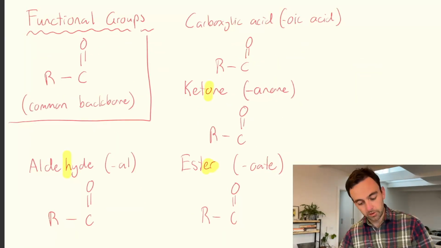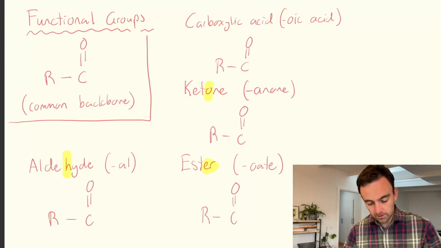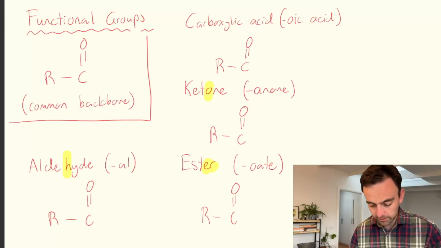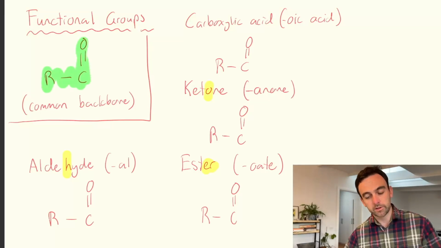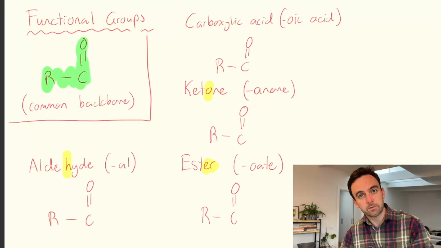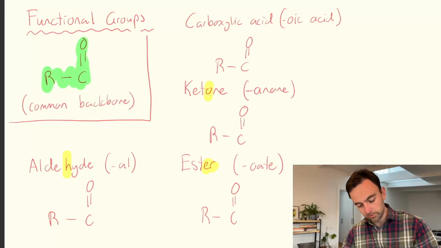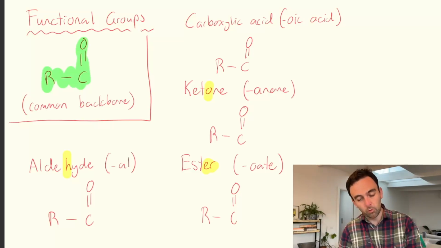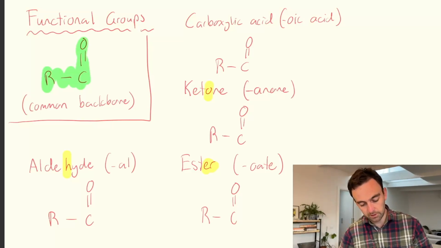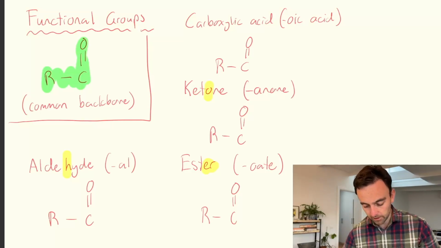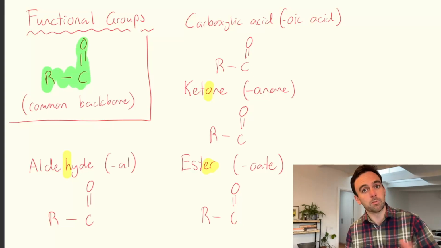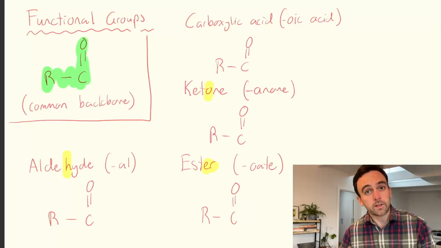Moving on to some of the more advanced functional groups, something I find extremely helpful to remember is what I call the common backbone. So this is just R bound to a C, double bonded to an O, and then something else. So this is the backbone of all of these different groups. So if you can remember that R, C, double bond O, it'll get you halfway there because all you need to remember is one little part that goes on the end. So let's go through these.